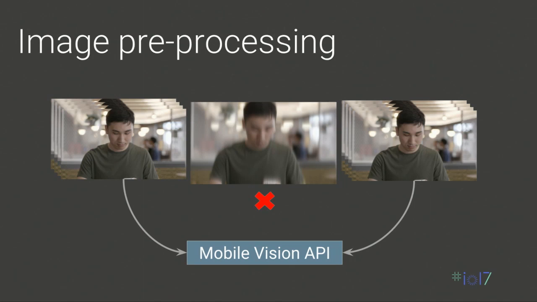The second one is that, if possible, do image pre-processing. For example, if you are running the face API on a video and you know that part of the video is blurred, it could be a motion blur, or the light is really dark, so it's difficult to recognize a face, you might want to skip these frames, because by doing that, you can save a lot of battery.